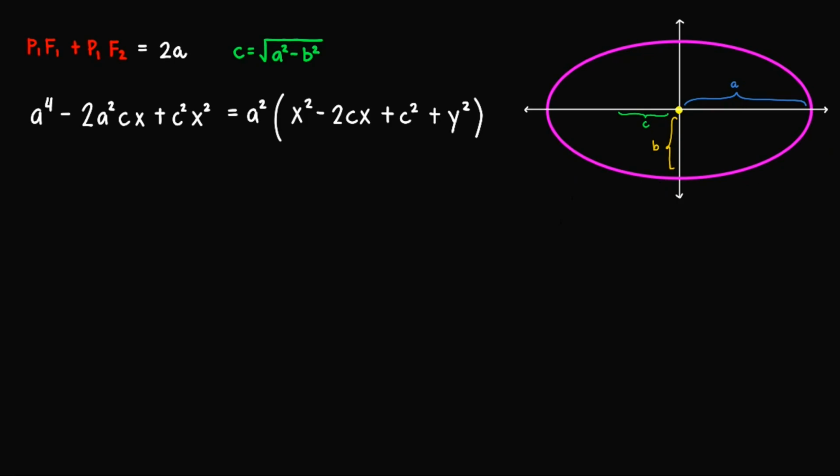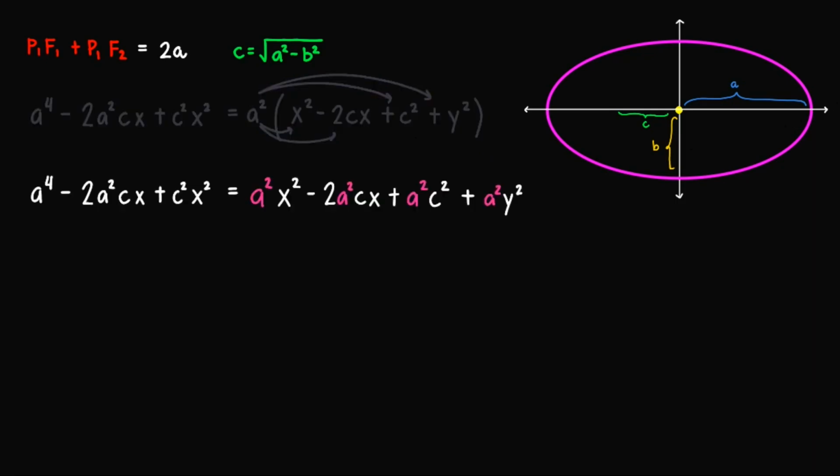So let's just continue. And then take note that what we do next is we distribute a squared out here. So we'll have this to obtain this one out here. So a squared x squared minus 2a squared cx plus a squared c squared plus a squared y squared. And then from here, observe that we have 2a squared cx, negative 2a squared cx rather, on both sides of the equation. So we can, this is a typo. This one should be add out here. So adding that up, and then that would cancel, and then we'll be left with this. So let's compress this one.